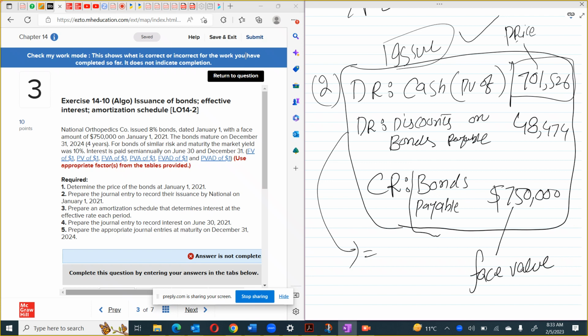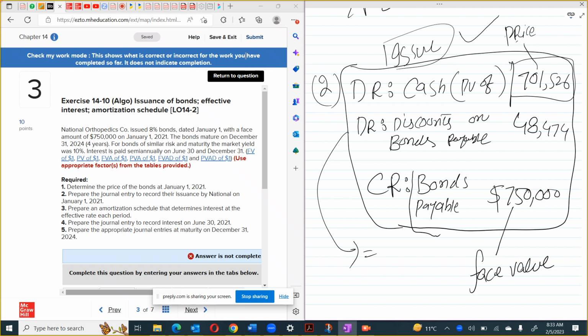701,526. So this is the carrying value. This is the present value, carrying value. This is the cash that you just received. So remember, this is the carrying value, this is the present value, this is the outstanding amount.